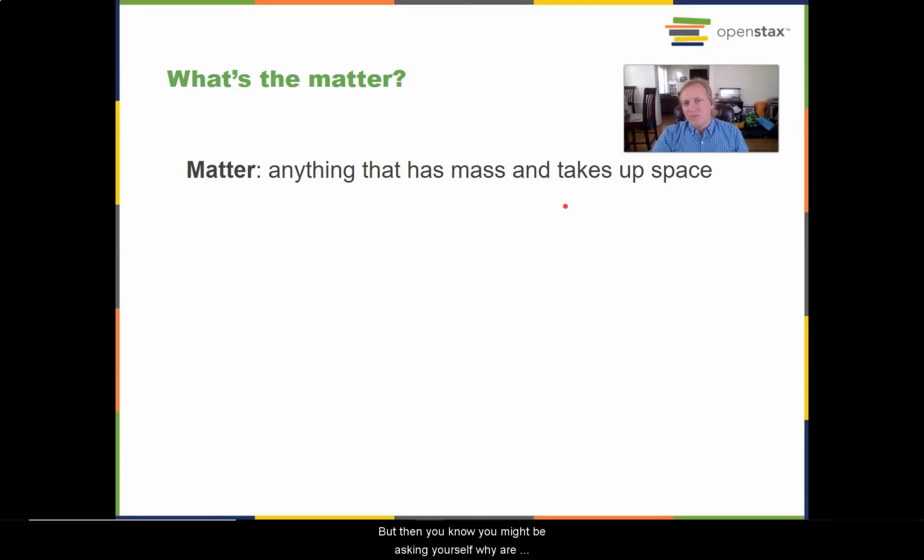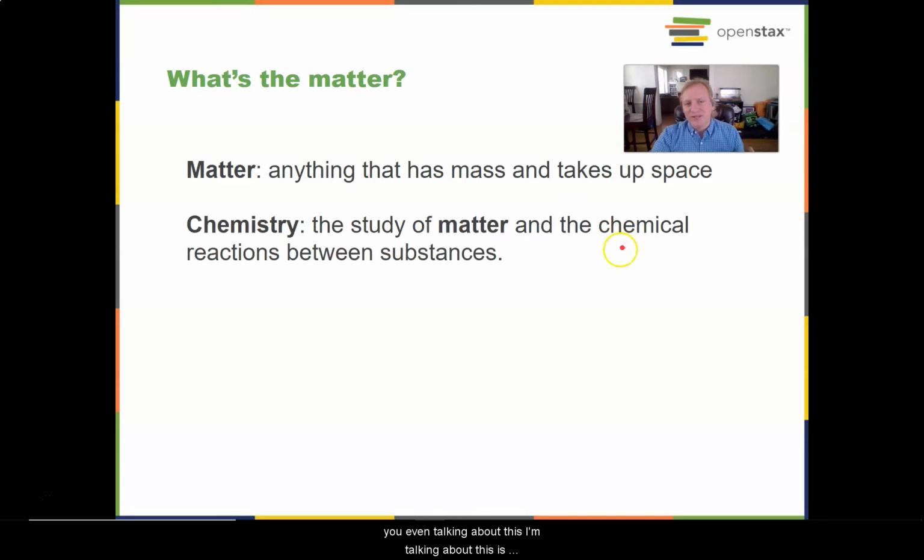But then you might be asking yourself, well, why are you even talking about this? The reason I'm talking about this is because chemistry is the study of matter and the chemical reactions between substances. All right, so matter, this is something to put in your head. Anything that has mass and takes up space. And chemistry is the study of that matter and the reactions between different substances.